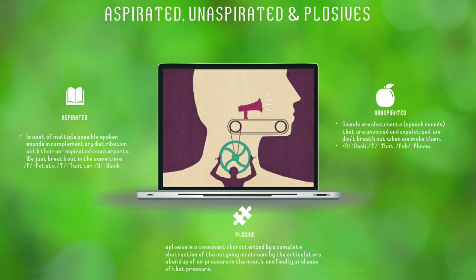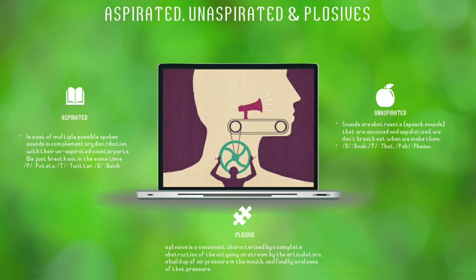Okay, the next is unaspirated consonant. Sounds are obstruents or speech sounds that are unvoiced and unaspirated. The difference from aspirated is that when you put your hand in front of your mouth and speak, in any language, you won't feel air puffing out from your mouth. We don't breathe out at the same time. For example, book, that, pesha.